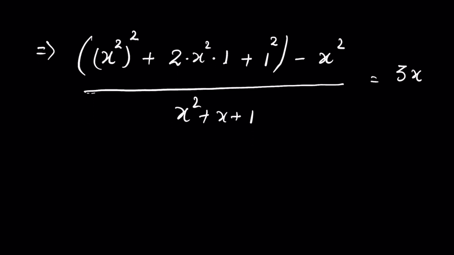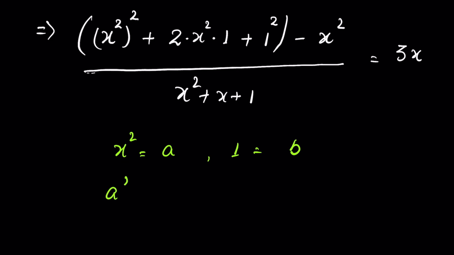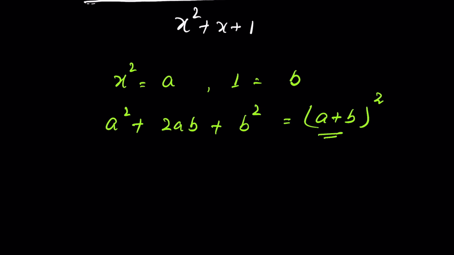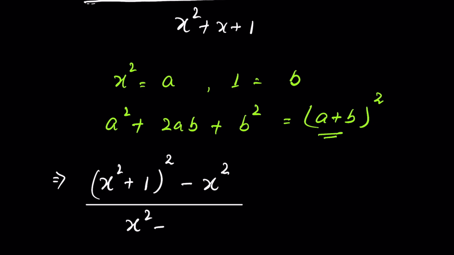Now if you consider x square as a and 1 as b, then it is in the form of a square plus 2ab plus b square, and this algebraic expression we can write as a plus b whole square. So we can write these terms in the form of a plus b whole square. So we can write it as x square plus 1 whole square then minus x square upon x square plus x plus 1 is equal to 3x.